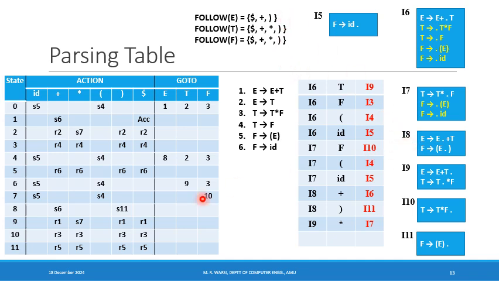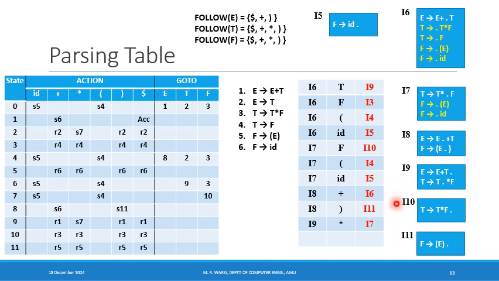So you can see here in the parsing table in state number 9, when the next symbol is plus, it is reduction based upon production number 1. Next symbol is closing bracket, reduction based upon production number 1, and when the next symbol is dollar, reduction based upon production number 1. So we have processed state number 9, and let us now move on to the next state, which is state number 10.